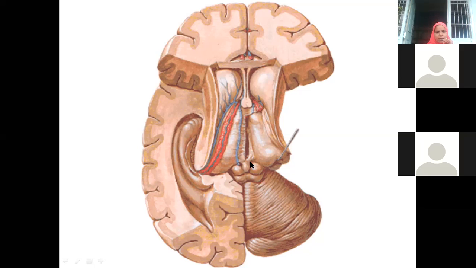Between the two thalami, we will have the third ventricle. Then what is this area? Actually, this is the hippocampus. These are parts of the limbic system. Then you are finding two elevations, 1, 2, 3, 4. These are the corpora quadrigemina. Superior colliculus and inferior colliculus. In between, you are finding the pineal gland.